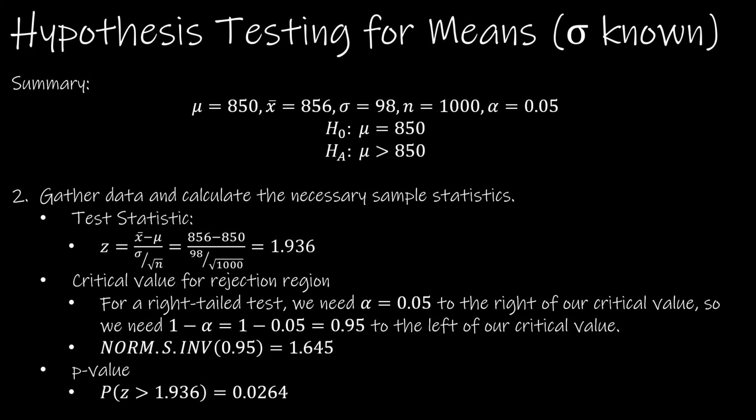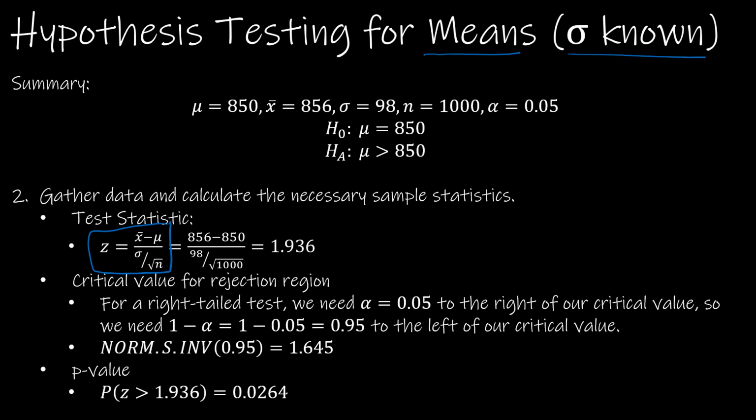The next step is to gather the data, which is obviously mostly calculations, and then calculate the necessary sample statistics. So I've recopied the summary at the top, including the null and alternative hypotheses. There are 3 things that we're going to find: a test statistic, a critical value, and a p-value. The test statistic, for any time we're testing one sample with means where sigma is known, will always be this formula. X bar, which is observed, minus expected of mu, divided by the standard deviation, divided by the square root of n.